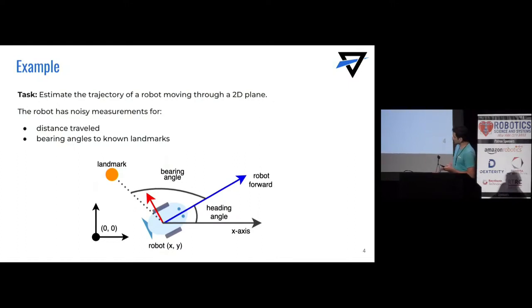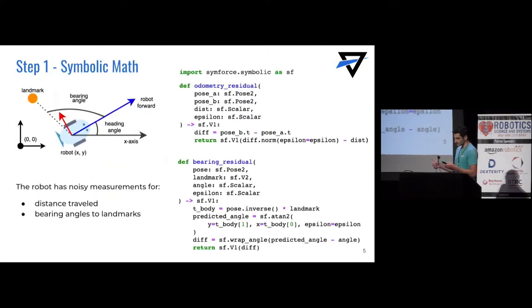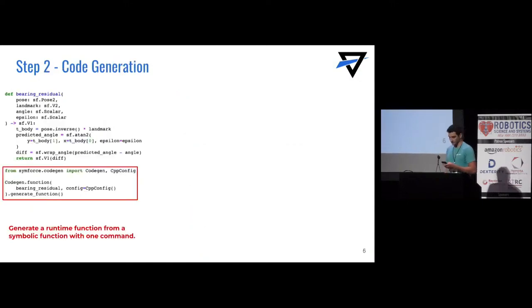So let's walk through this simple example where a robot moving through a 2D plane has noisy measurements for a distance sensor and bearing to known landmarks in the scene. To begin, we model with a residual function for each of the sensor measurements. These functions output symbolic expressions which can be explored, analyzed, and manipulated for rapid development. The top function computes the residual for distance traveled, and the bottom for bearing angle to the landmark.